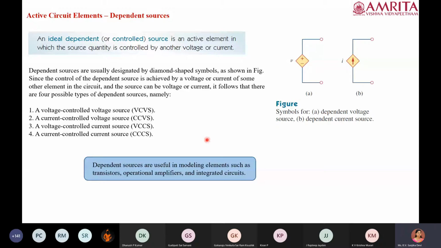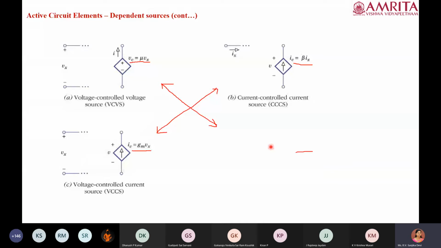These dependent sources mainly exist in electronic circuits such as transistors, operational amplifiers, and integrated circuits. Directly in electrical circuits, we may not encounter a dependent source, but in electronic circuits these kinds of dependent sources are quite common, because the current or voltage in a certain part of the circuit can influence the voltage or the current in another part of the circuit. In such cases, they are represented using a dependent source.